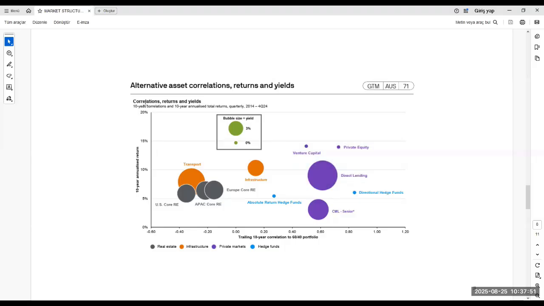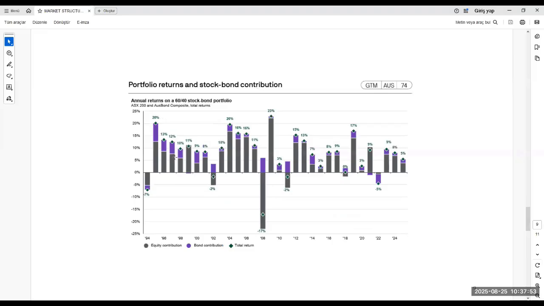And here we have portfolio return and stock-bond contribution. The black one is the equity contribution, the purple one is the bond contribution, and then the total return. Please look here. In the dot-com crisis, there is a negative return. In the global financial crisis, another negative return. And in the Russian crisis and the COVID-19 crisis, we have further negative returns.